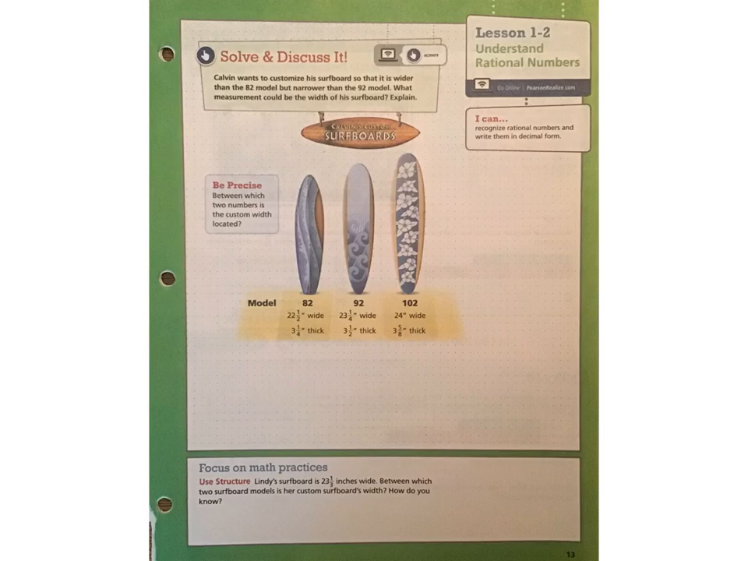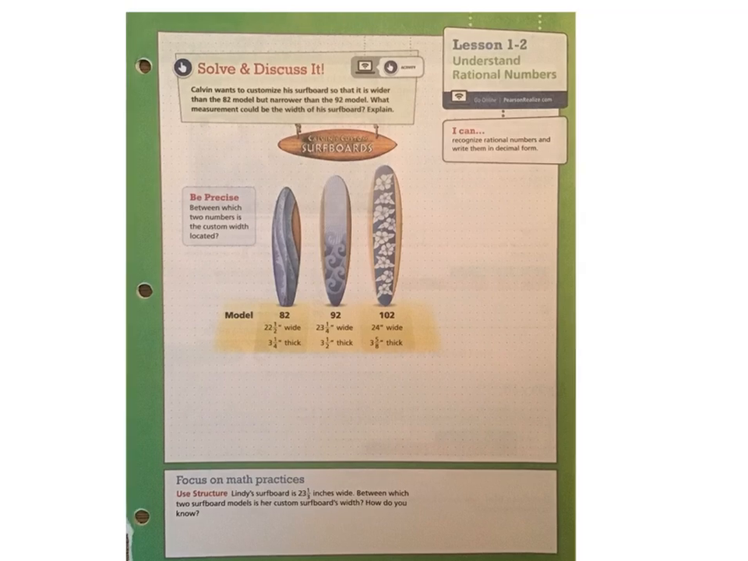Calvin wants to customize his surfboard so that it is wider than the 82 model but narrower than the 92 model. What measurement could be the width of his surfboard? Explain. So you see in the picture that we are looking at a model 82.